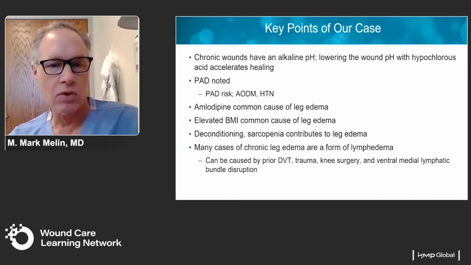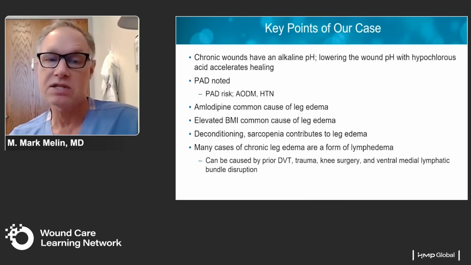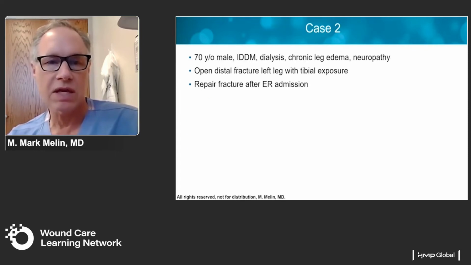Elevated BMIs, of course, contribute to lymphatic dysfunction, as does deconditioning and sarcopenia, which most patients that are going to have a total knee arthroplasty do have, just because they have been unable to exercise. And there are many cases of chronic leg edema in this form of lymphedema: prior deep venous thromboses, trauma, knee surgery, and all of these things contribute to this development.